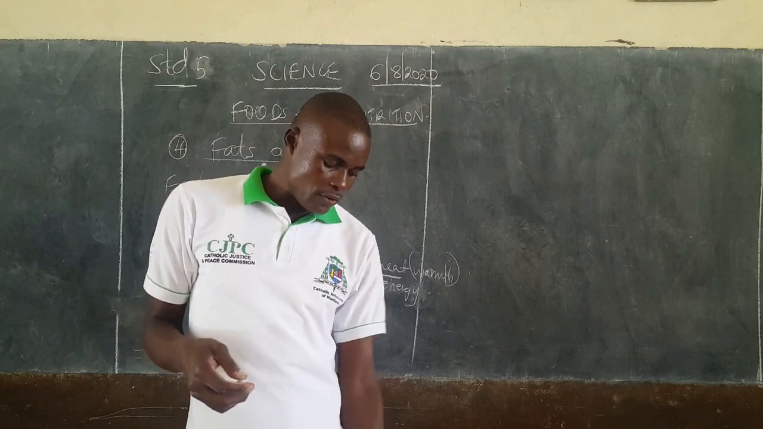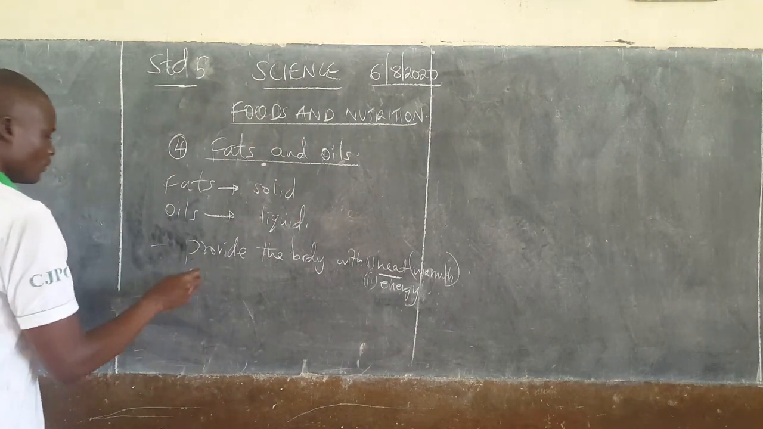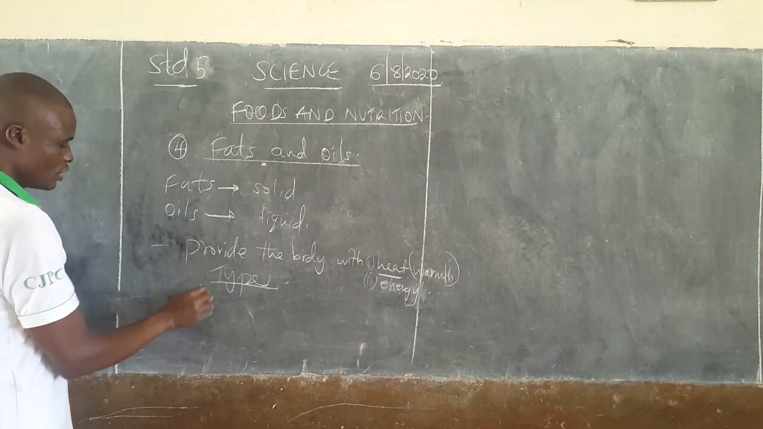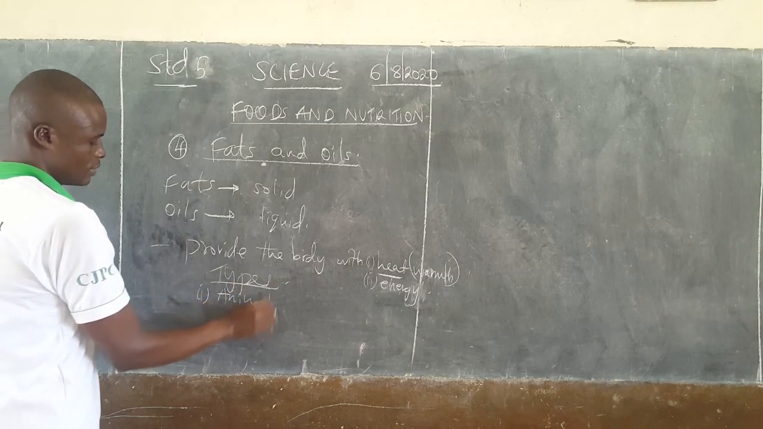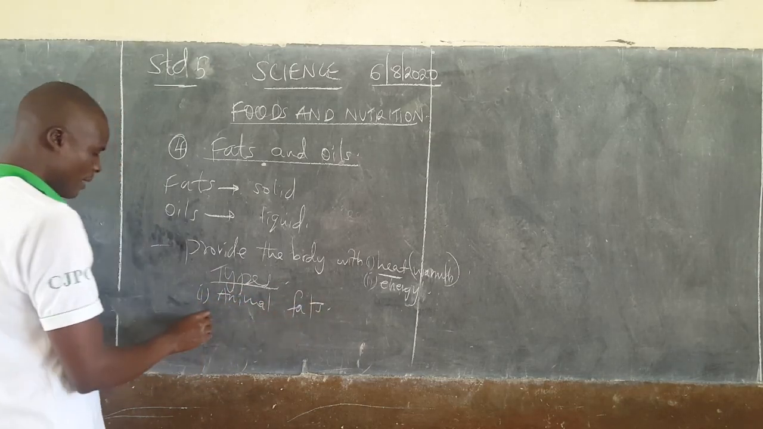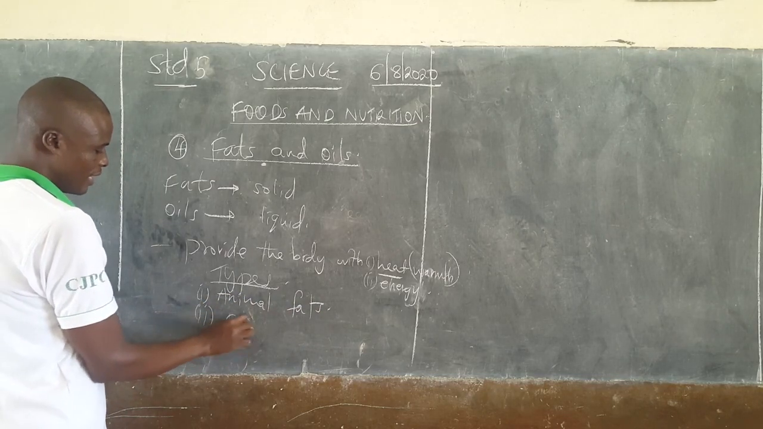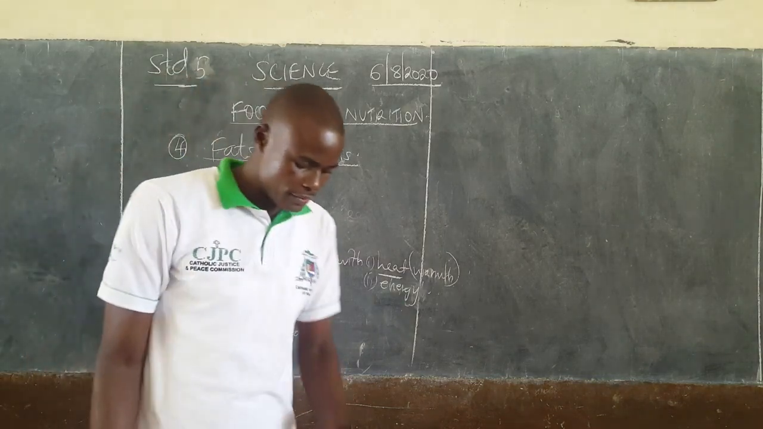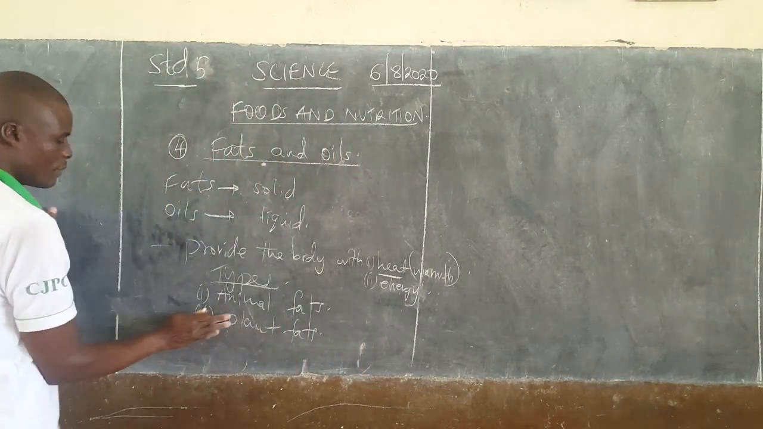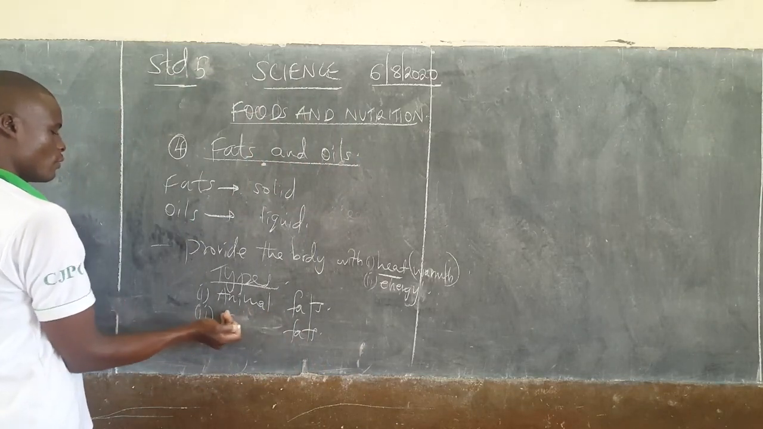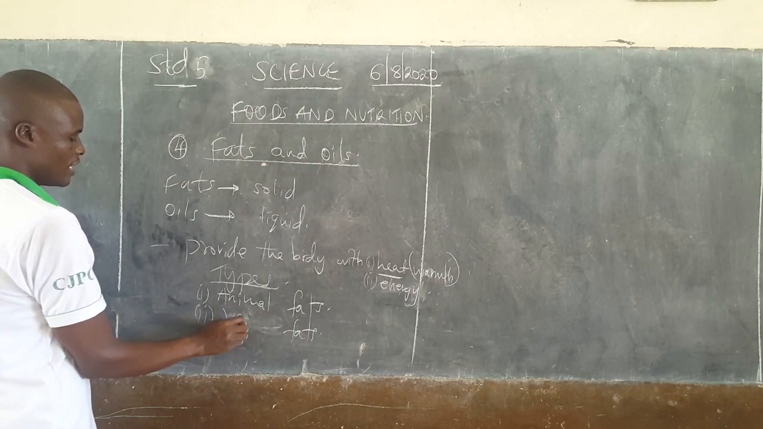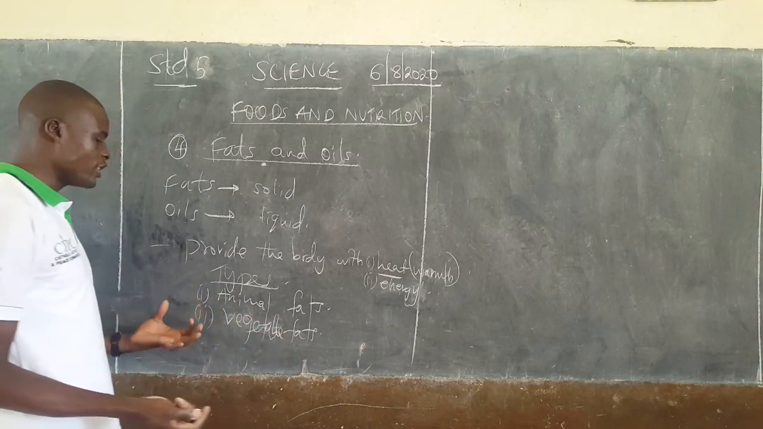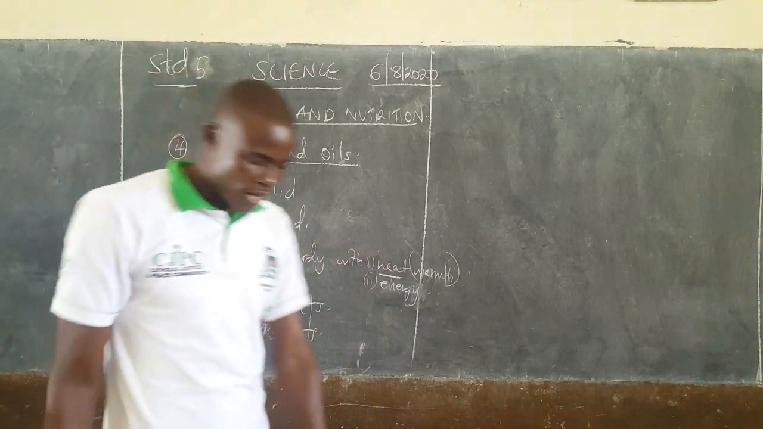Then there are 2 main types of fats. Number 1, we have animal fats. And number 2, we have plant fats. For plant fats, we normally use the name vegetable. A tomato, for example, is a vegetable, which is a plant. So we say vegetable fats or animal fats.